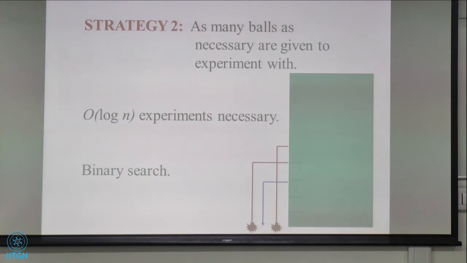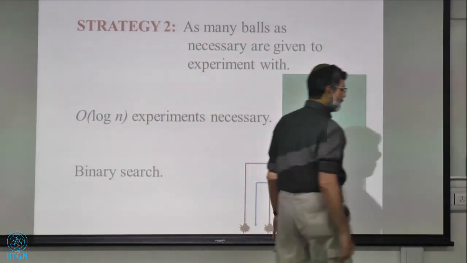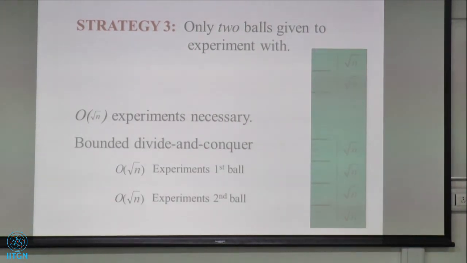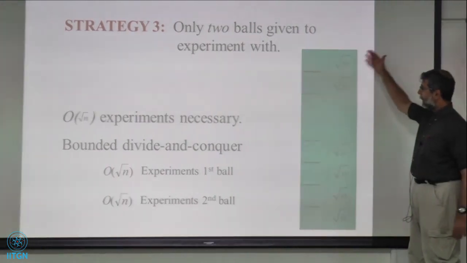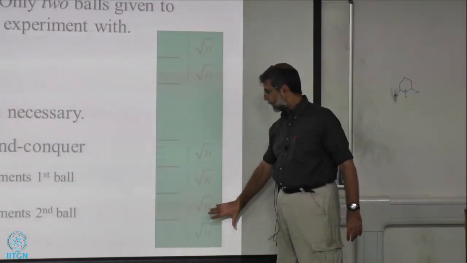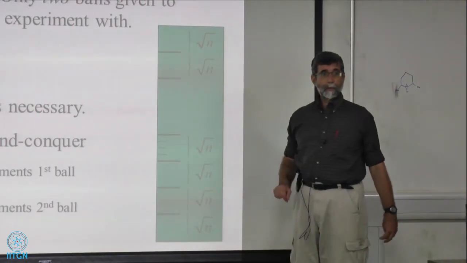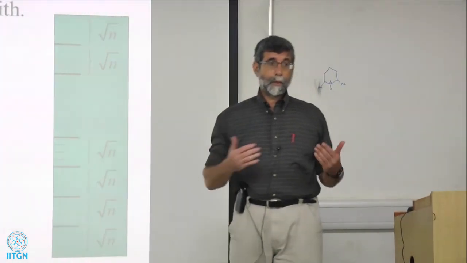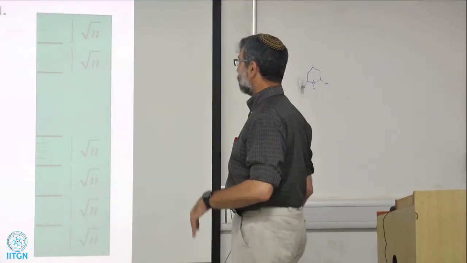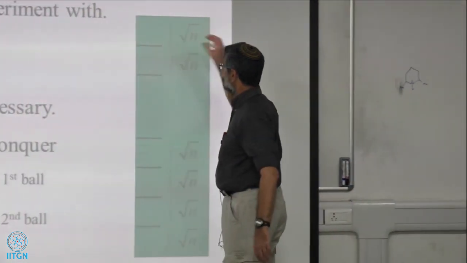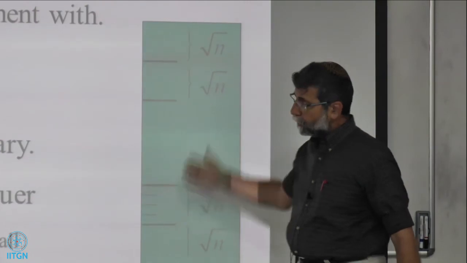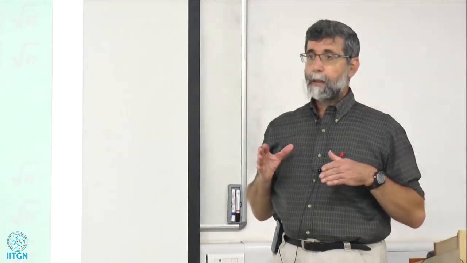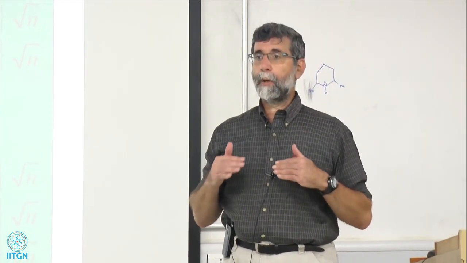But here is what the student can do that actually gives you asymptotically a better solution. Divide the building into blocks of square root of n floors. How many such blocks are there? Square root of n, because root n times root n is n. So we have square root of n such blocks. Now, what you're going to do is the following. Use the first ball to find the block that is right above the block where the ball breaks.